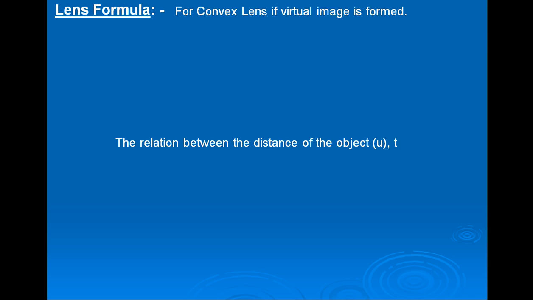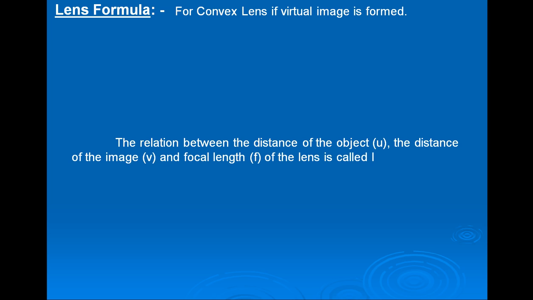Lens formula is the relation between the distance of object u, the distance of image v, and focal length f of the lens from optical center is called lens formula and is given by 1 upon v minus 1 upon u is equal to 1 upon f.